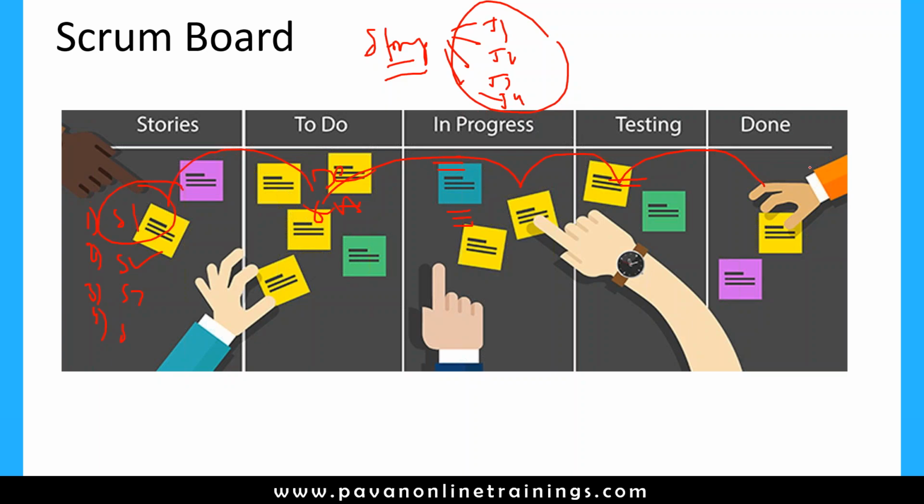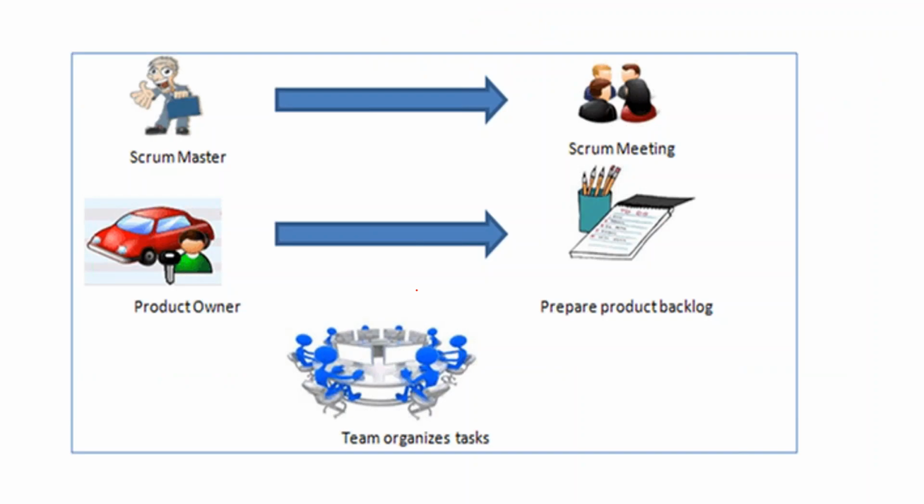Once the story reaches here, it is a demoable product, so we can demo it to the product owner and stakeholders. So this is called a scrum board. It clearly says what the status of the story is: to do means it is ready to do, or it is in progress, or it is in the testing phase, or it is done.